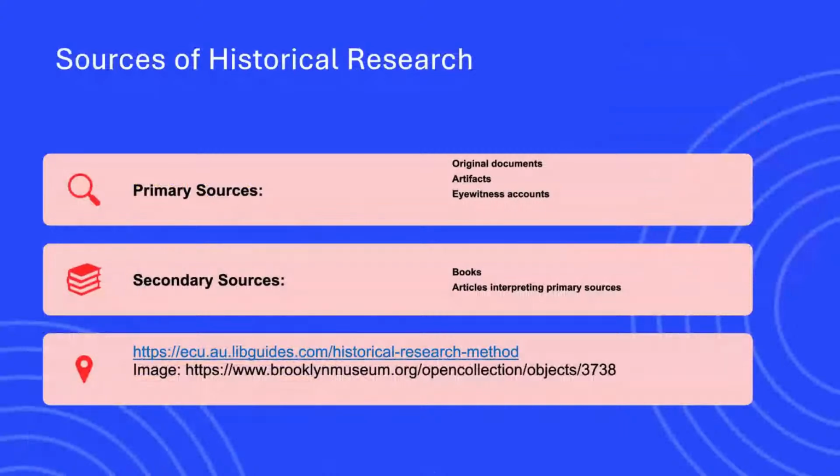Sources of historical research. Primary sources consist of original documents, artifacts, and eyewitness accounts. Secondary sources cover books and articles interpreting primary sources.